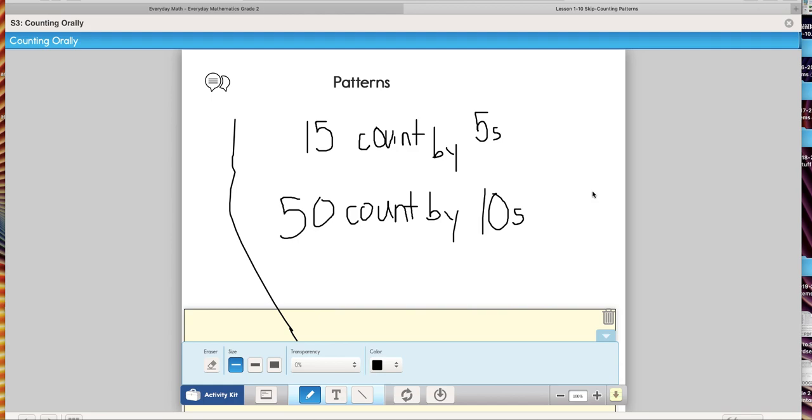Hey, Derek, over your nose, buddy. Why else is it a good idea to know how to pattern count? Levi, why do you think we need to know how to pattern count?